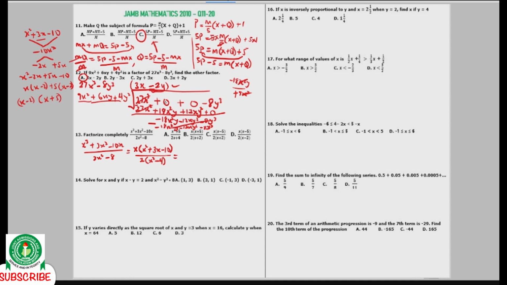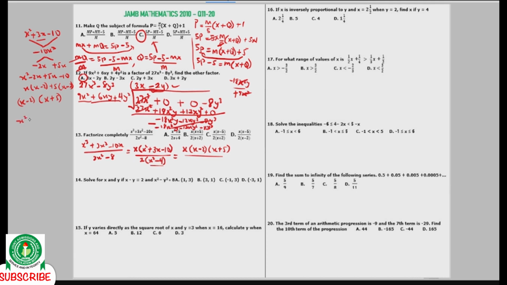So the equation here becomes x, now open bracket, the 2 factors that you get for your quadratic equation, x minus 2 bracket close, x plus 5 bracket close, all over. Now considering this, difference of 2 squares. Now this is what we call difference of 2 squares.